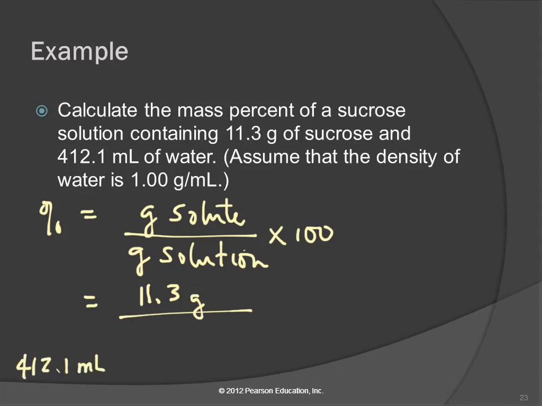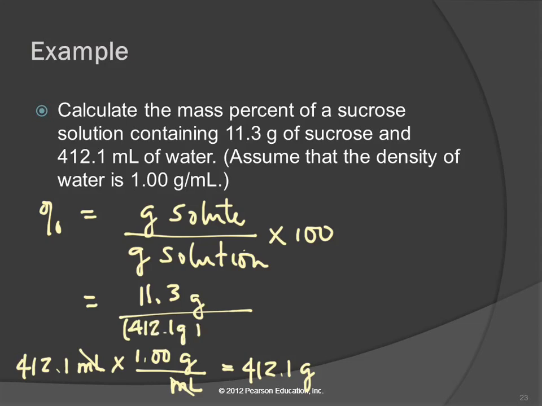412.1 milliliters times grams per milliliter, so this would be 1.00, the milliliters cancel out, and we end up with 412.1 grams. So for pure water at a temperature where its density is 1, the number of milliliters and the number of grams are equal. Is 412 the mass of the solution? No. So that's the solvent, but then there's also 11.3 grams of solute, and so you have to put both of them in there.